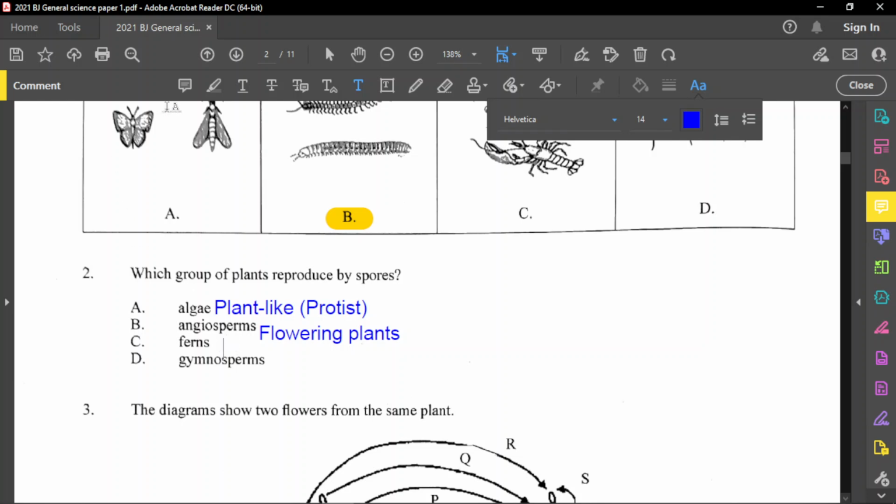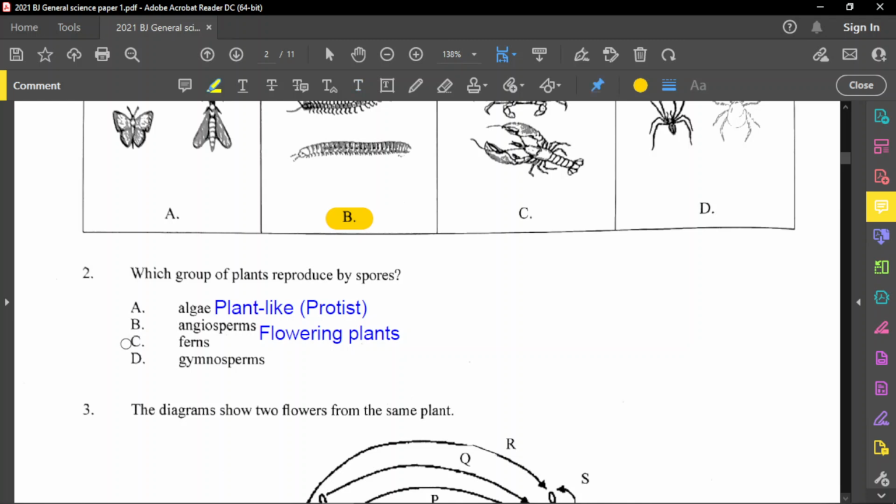All right, so let's quickly highlight that. And then gymnosperms, they are plants that produce cones. They bear cones, such as the pine tree. All right. Let's go to the next question.